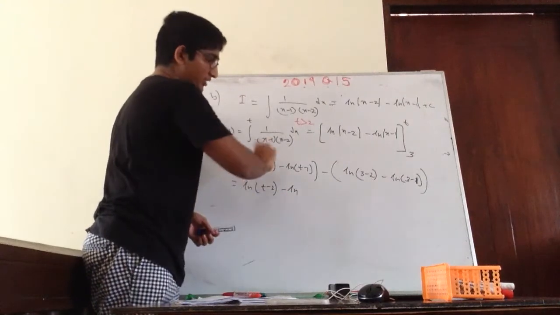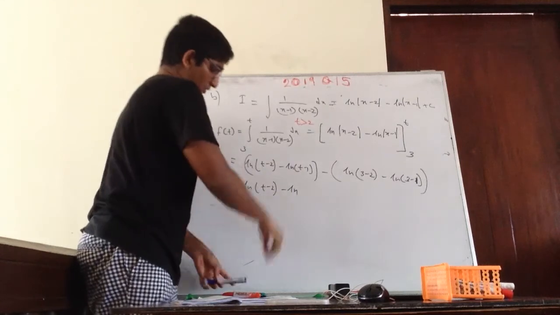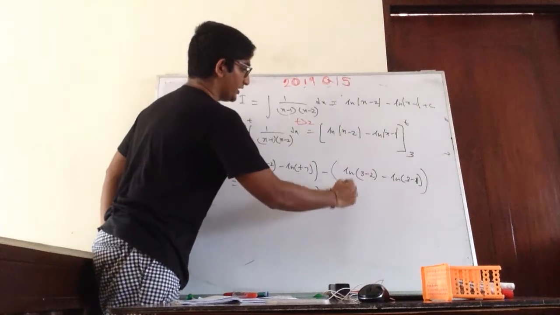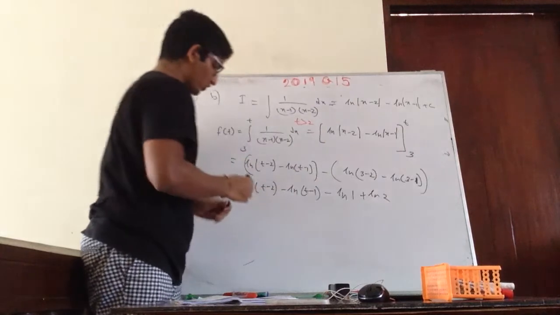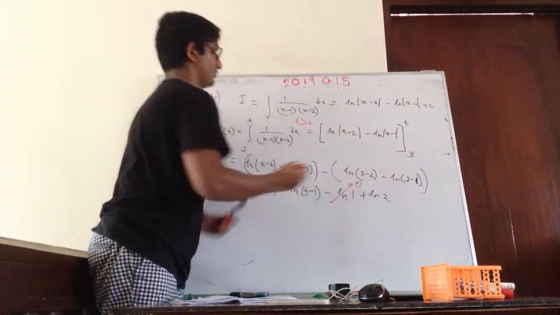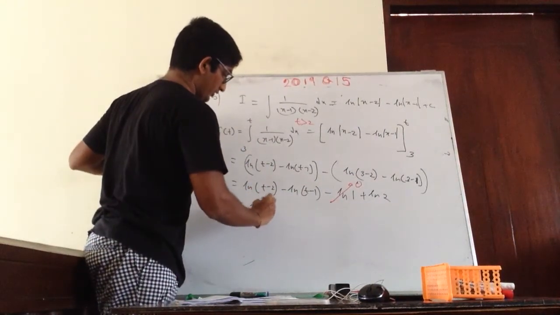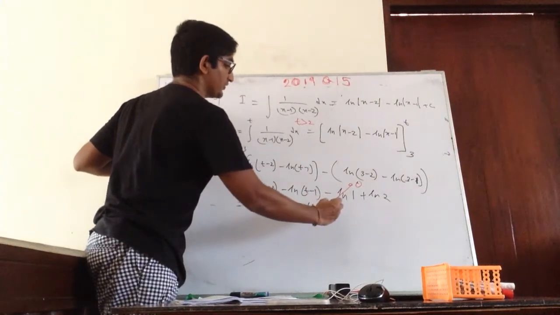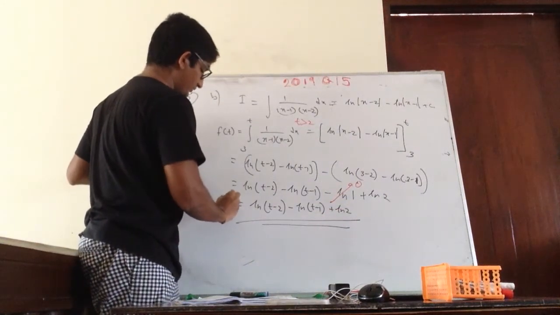So that's why I am putting these brackets now. This modulus became brackets, right? And then, ln of t minus 1 minus ln 1 plus ln 2. So ln 1 is 0. So then we will get the answer: ln of 2 times t minus 2 over t minus 1 plus ln 2. This is the answer that they are expecting.